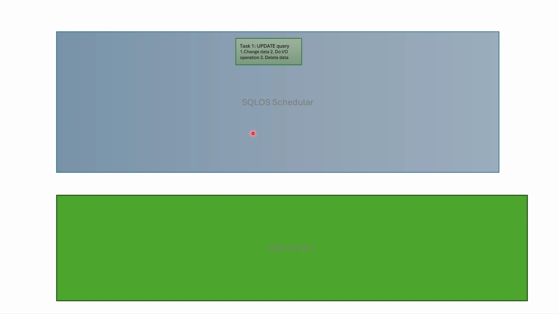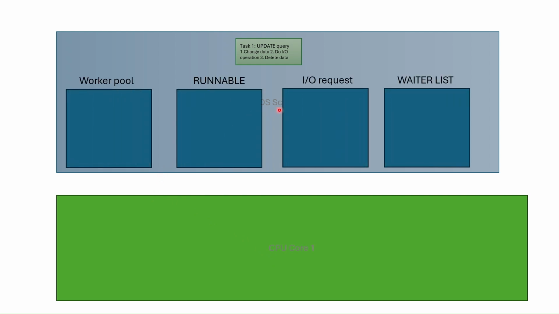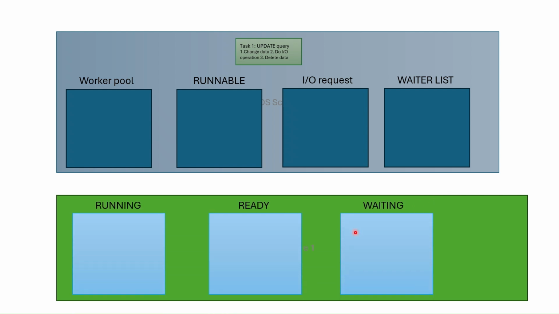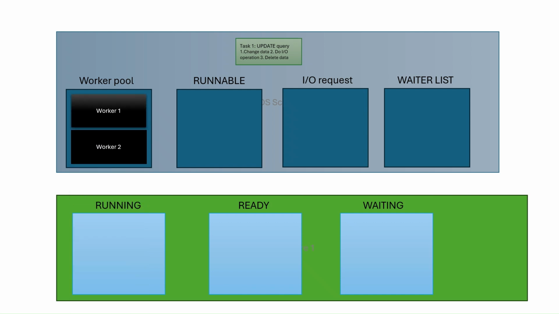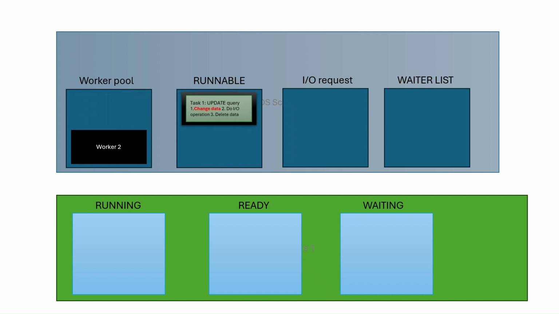Each SQLOS scheduler has a worker pool, runnable queue, I/O request queue, and waiter list. As we discussed before, a CPU core consists of running, ready, and waiting queues. The worker pool has a list of available workers. When a task is assigned to this scheduler, it is assigned to one of these workers. Then this worker thread starts changing data.